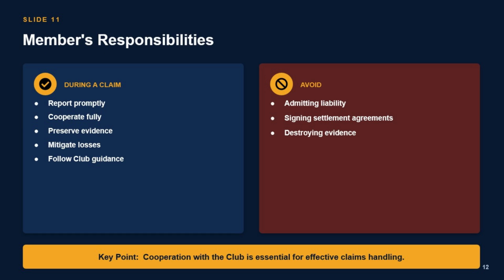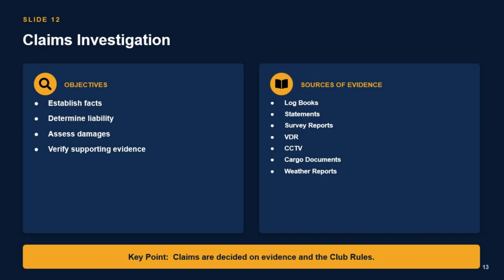Remember, P&I insurance operates on the principle of mutual trust and cooperation. A member who promptly reports an incident and actively assists the club enables the claim to be handled more efficiently and fairly. Slide 13. Claims investigation.